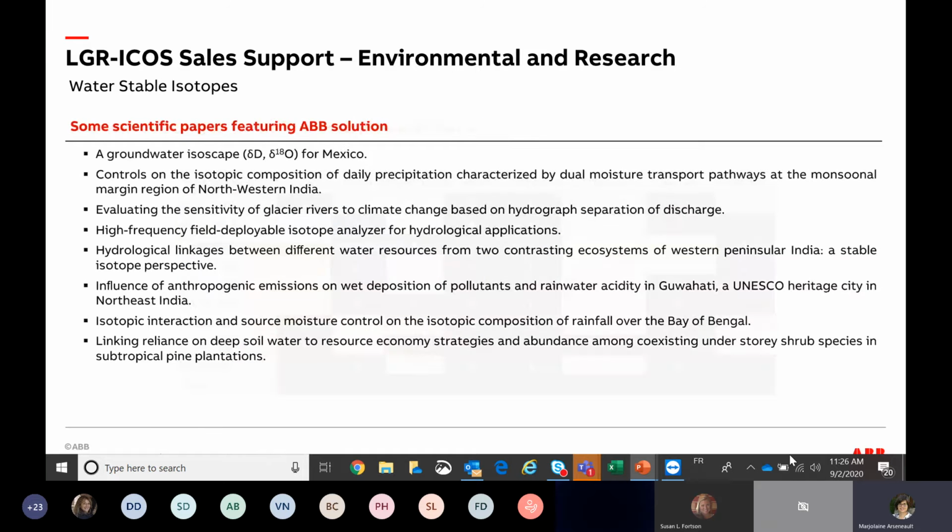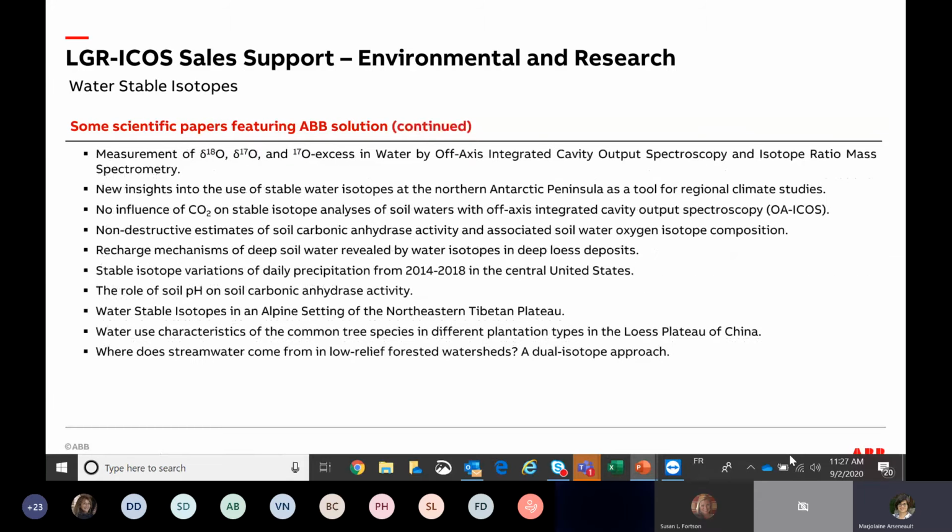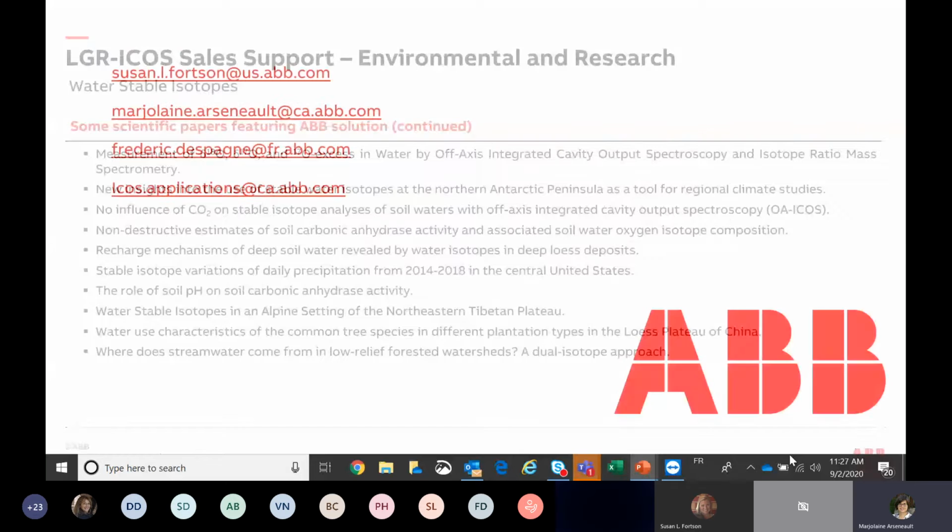To conclude, here are some scientific papers featuring ABB solutions. I won't read them out, but feel free to read them at your leisure after the presentation. They're all available. If you want them, just ask one of us, either Susan Fortune, myself, Frederic Despang, or simply at the ICOS application email box.